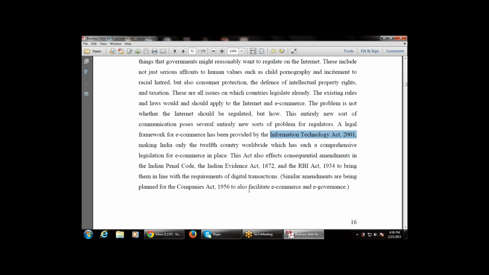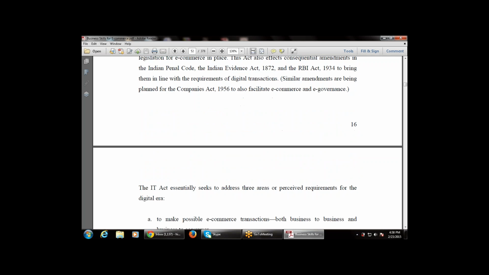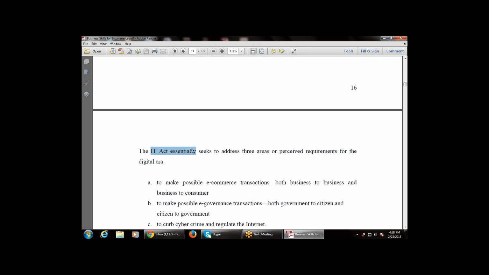This is very similar to the Companies Act 1956, which is also facilitating e-commerce and e-governance. This paragraph simply says what rules, regulations and acts are available for e-commerce. One of the acts is the IT Act, along with the Indian Evidence Act 1872 and the RBI Act 1934. So these are the various acts available for e-commerce. The IT Act essentially seeks to address three areas or perceived requirements for the digital era.